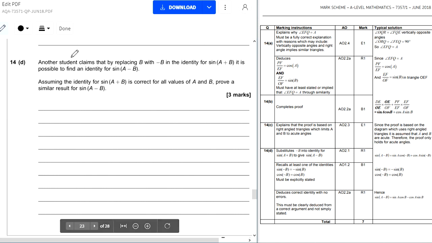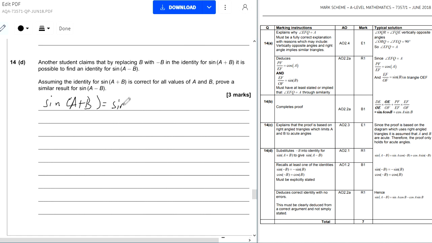Okay, and then another student claims that by replacing B with minus B in the identity for sine A plus B, it is possible to find an identity for sine A minus B. Assuming that the identity for sine A plus B is correct for all values of B, prove a similar result for sine A minus B. So sine A plus B is sine A cos B plus sine B cos A.